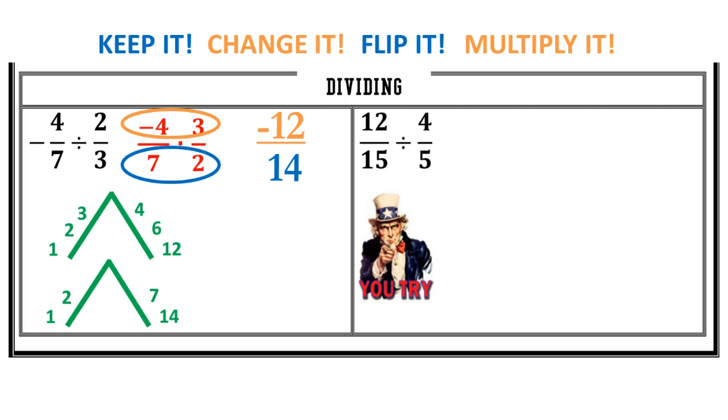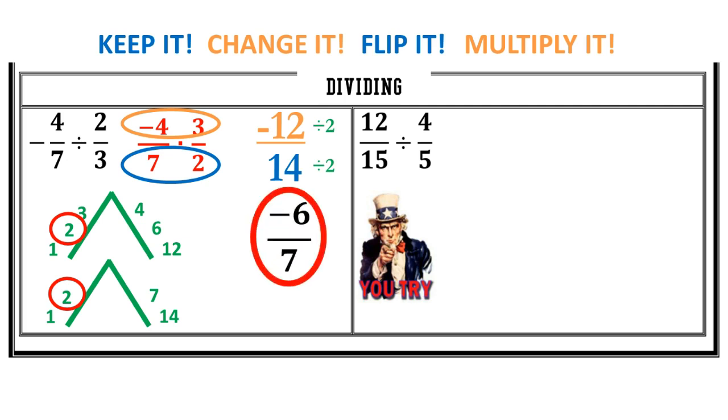Remember, listing out your factors becomes a calculator moment. We're just using division to check which values give us whole numbers. I'm going to search for the biggest value in both of these lists. This is my greatest common factor, 2. So I'm going to divide top by 2, bottom by 2. That's going to give me negative 6/7.